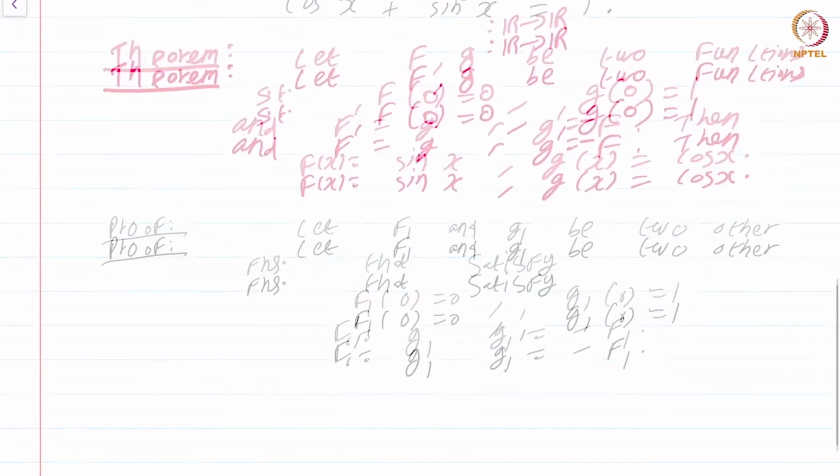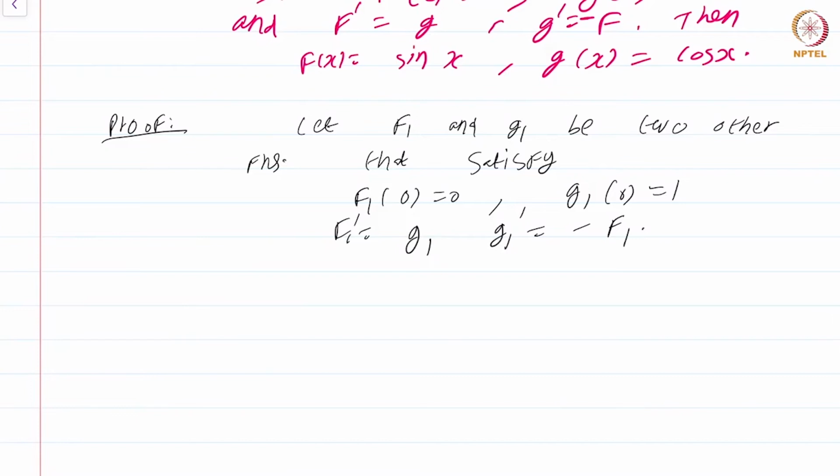Let's assume that there is another set of functions. What we will show is f equal to f1 and g equal to g1. In particular, taking f1 and g1 to be sine and cosine, we get that there is a unique pair of functions that satisfy these properties, and that pair is given by sine x and cos x.